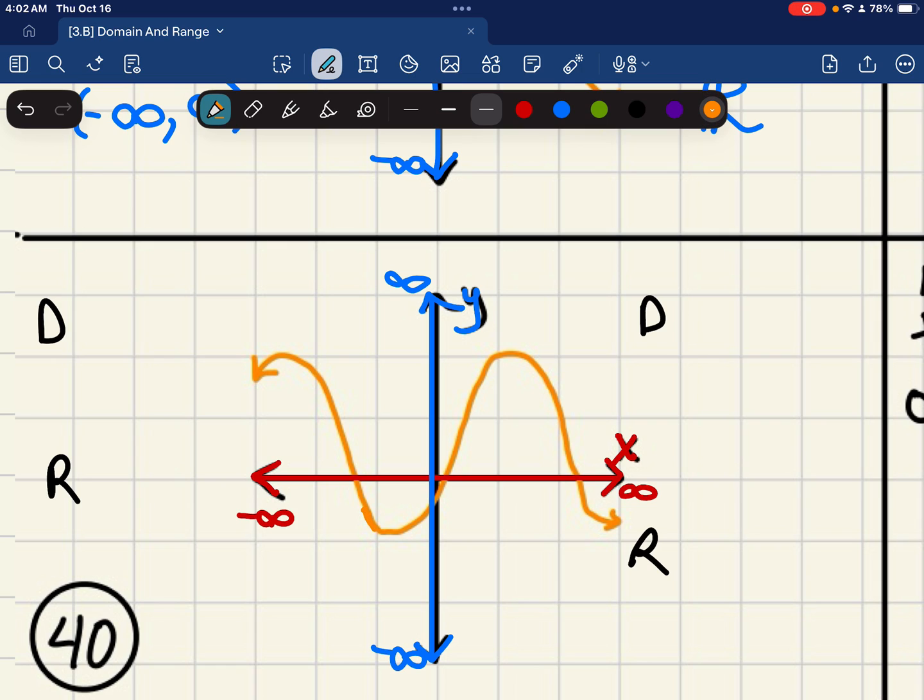Now, I'm just kind of a crappy drawer here. This was supposed to go just a little bit lower. I'm trying to get it to touch this line right here, just so you guys know.